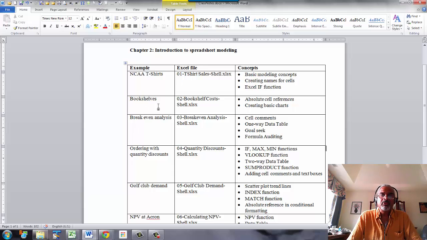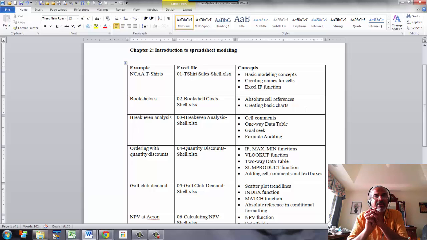Now the next model was the bookshelves model, where we looked at absolute cell referencing. That's a very important concept. You need to look at both the absolute referencing of the column and absolute referencing of the row. And we also looked at some basic Excel charts.